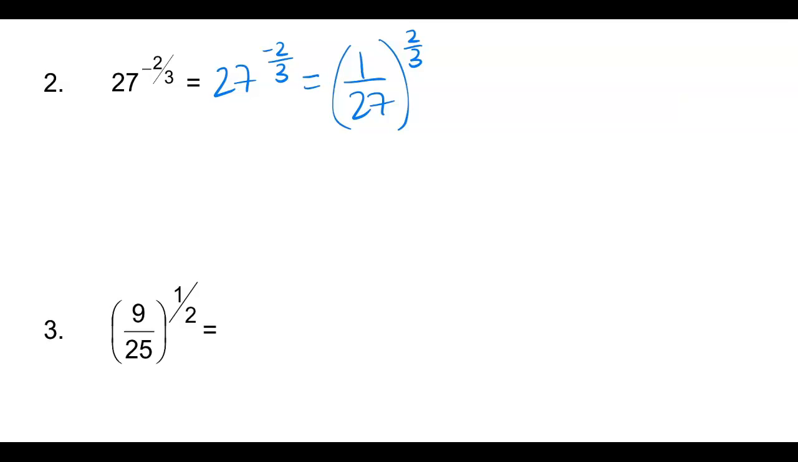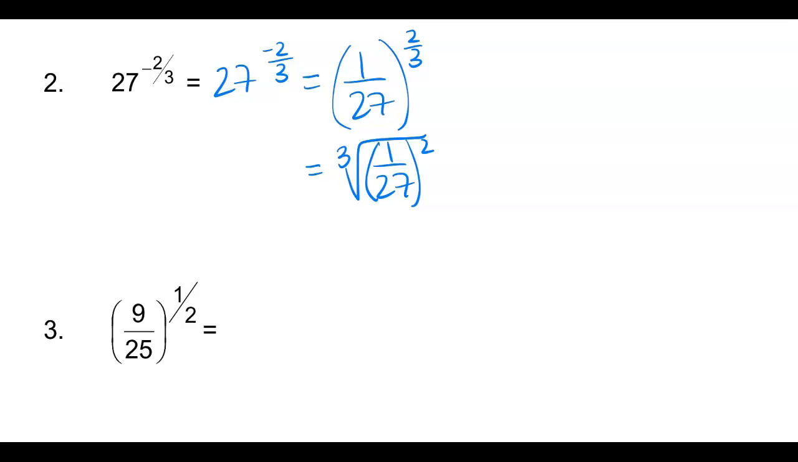Well, with this, I can rewrite it in my radical form. So with my rational exponent, I can rewrite it as the cube root of 1 over 27, all raised inside of the parentheses here, to the 2nd power.